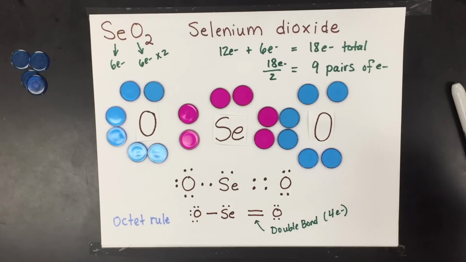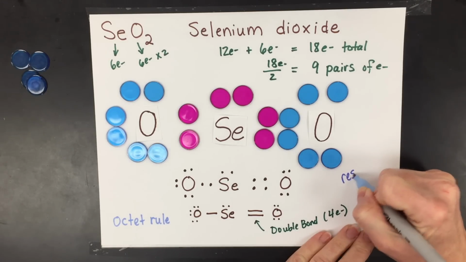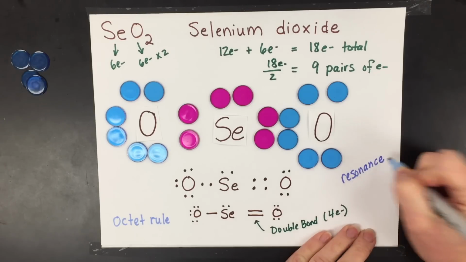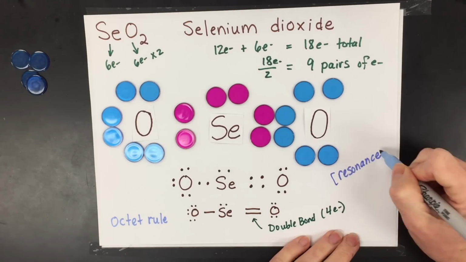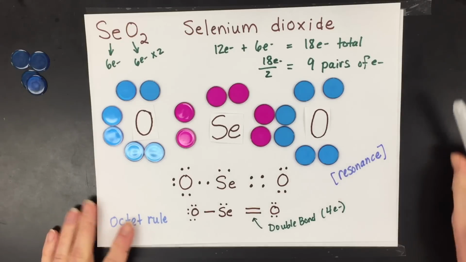And again, the one word I talked about was a word called resonance. And resonance is not something I'm going to deal with right now, but we can deal with it later. This structure would have what's called a resonance ability to move the bonds around.